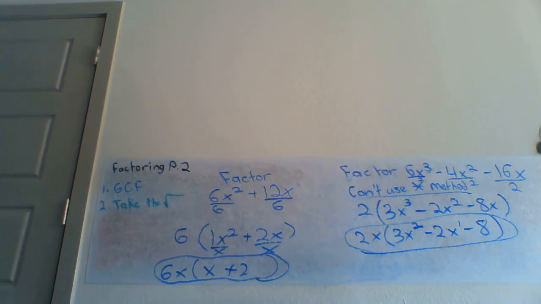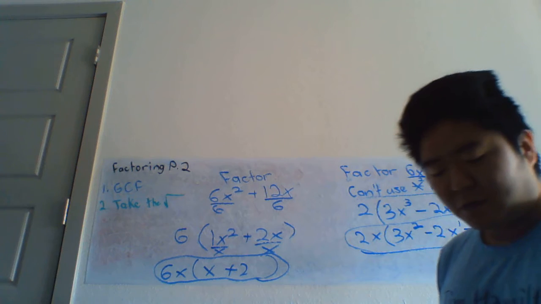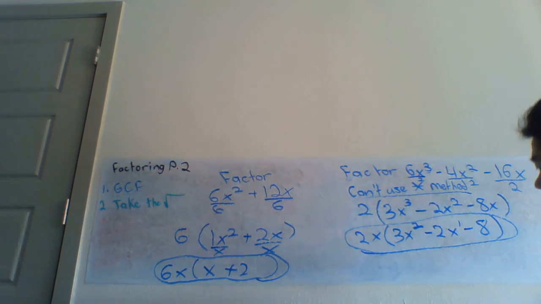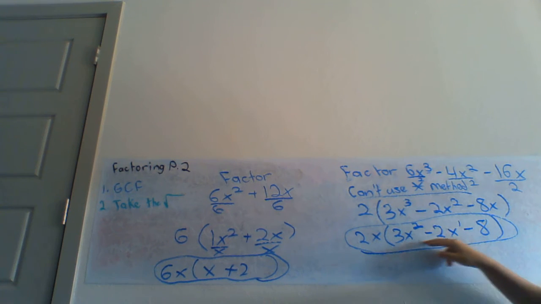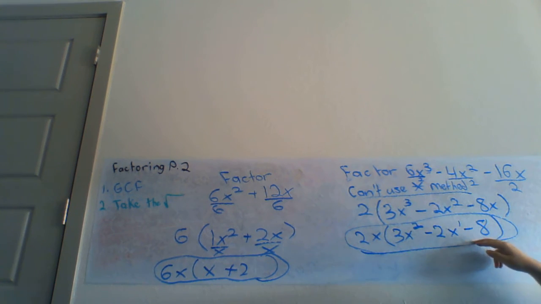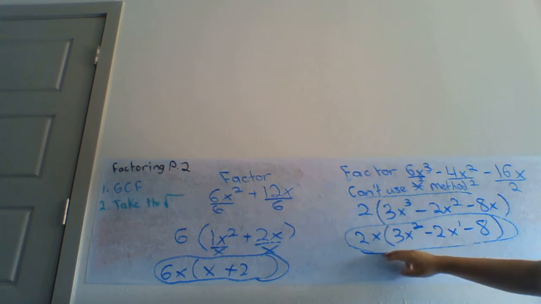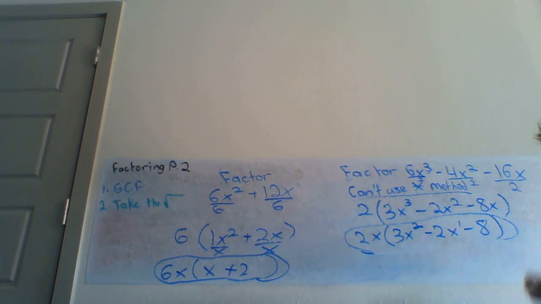Right? So, this is technically the answer, but it's also one step away from the full answer. Okay? So, what do I mean by that? What we can do here is we can actually factor this parentheses right here, right? And how can we do that?